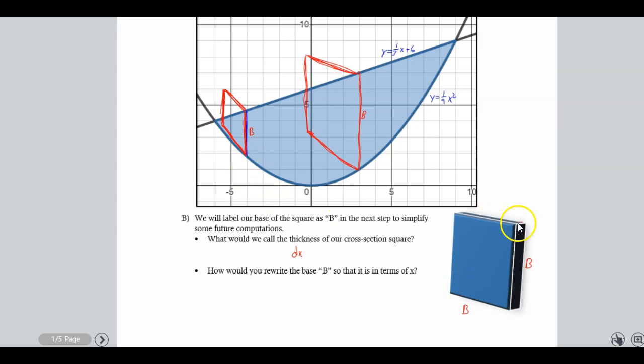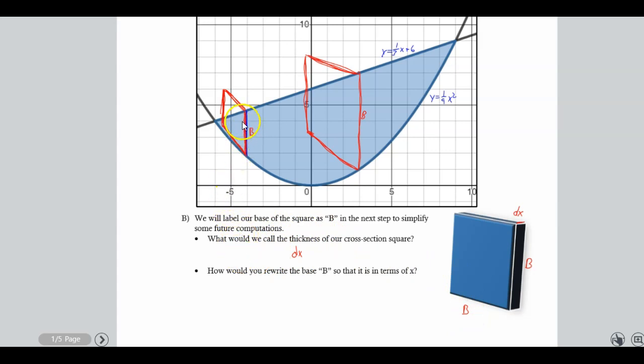And this edge right here, this would be my little dx. So that's kind of what I'm thinking, is this rectangle that's sort of black right here has base b. That square also has a height b coming out, and the thickness is just that dx. So how can we write base b so that it's in terms of x? Because we're going to want to add all these up here in a minute.